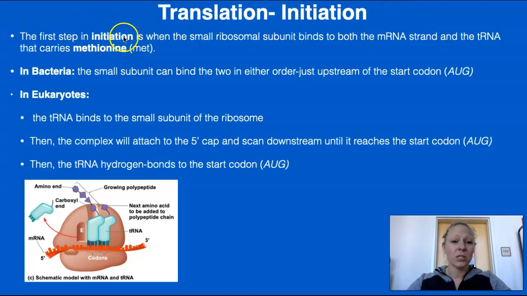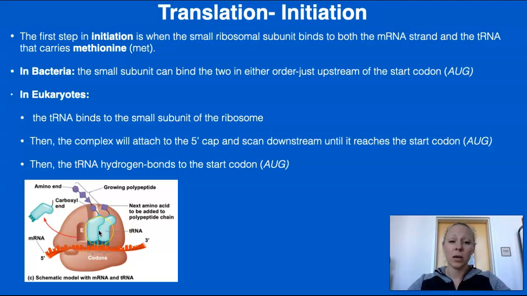So the first step in initiation is when the small ribosomal subunit is going to bind to the mRNA and the tRNA. So here we can see our mRNA strand, and it's going to bind to the small subunit and the tRNA. And so when these things come together, this is the first step of initiation. So we don't even have the large subunit yet, so don't even think about the large subunit.